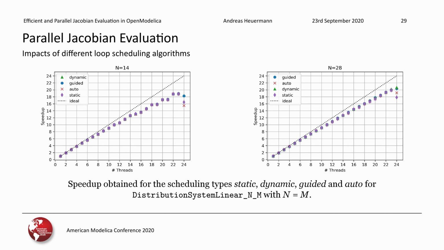We did run some benchmarks with different models for the different scheduling algorithms. Here you can see distributed system linear nm with n equals m for two different sizes of n. All in all, the differences are marginal. Only for the smaller model on the left side, you see a significant performance drop for auto and static. But for the bigger model on the right side, the drop gets smaller. We suspect that the computation portion for each thread was getting so small that the scheduling had a significant impact on overall simulation time. So we did stick with the auto algorithm so the user doesn't have to change anything for his system.